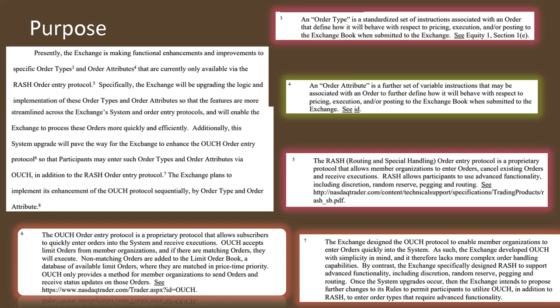Then we have Supernote 7. The exchange designed the OUCH protocol to enable member organizations to enter orders quickly into the system. As such, the exchange developed OUCH with simplicity in mind, and it therefore lacks more complex order handling capabilities. By contrast, the exchange specifically designed Rash to support advanced functionality, including discretion, random reserve, pegging, and routing. Once the system upgrades occur, then the exchange intends to propose further changes to its rules to permit participants to utilize OUCH, in addition to Rash, to enter order types that require advanced functionality.